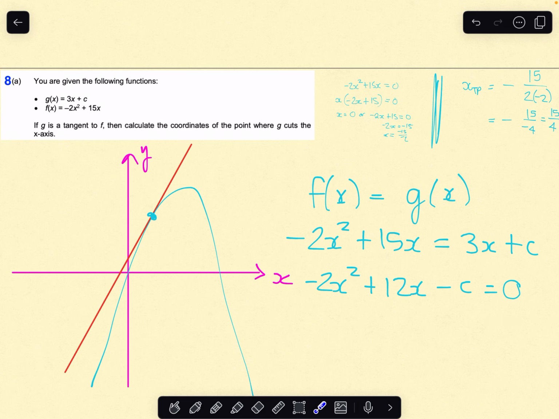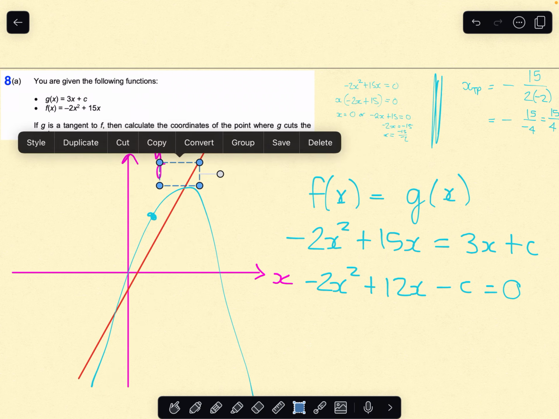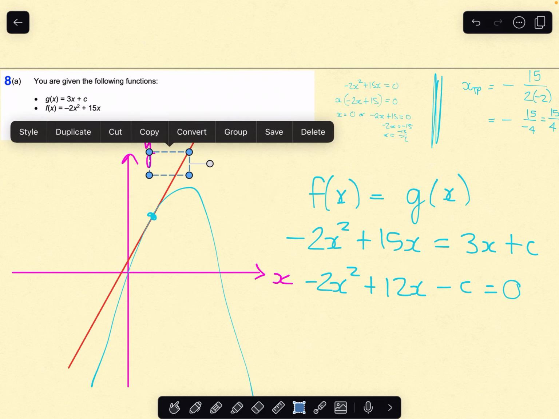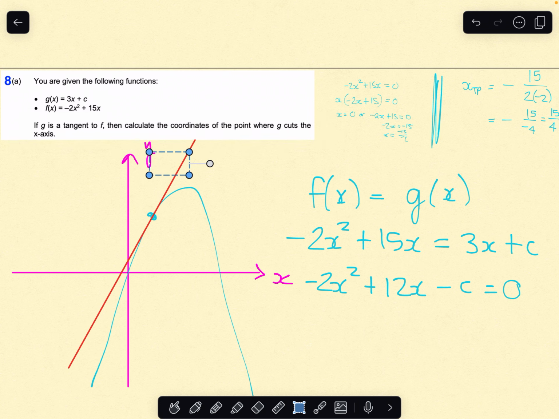So the question then becomes, for which values of c are we going to have exactly one solution? Because then we know that for that value of c, this line is a tangent to the parabola. Whereas if there are two distinct solutions, the line is cutting the parabola twice. This is the situation that we are interested in, where there's exactly one solution.